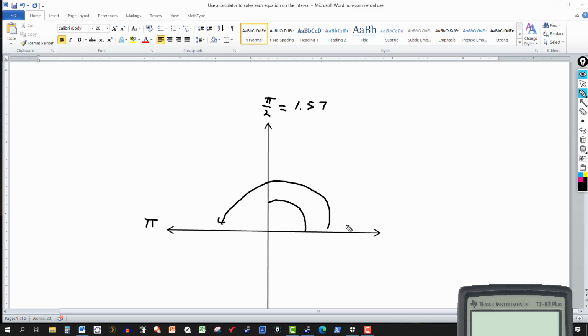And we go all the way over here. That's 3 pi over 2 radians, and that's approximately 4.71 in radians again. And of course this angle right here, the positive x-axis, corresponds to 0 radians, or 0 degrees. Consider that when we work these problems.